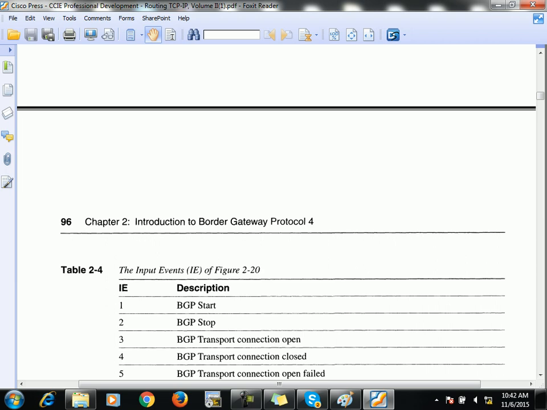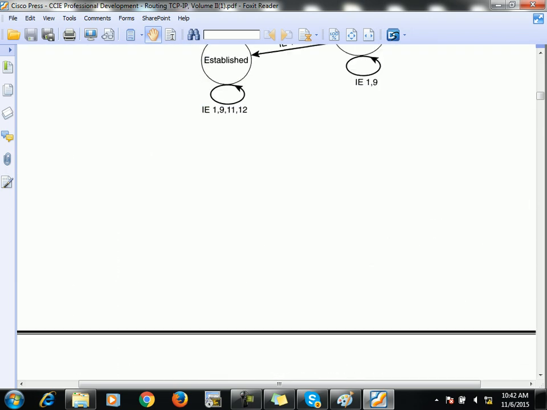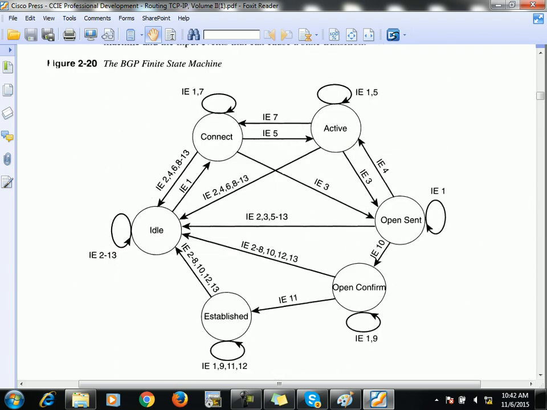What's the meaning of 2? BGP stop. If BGP stops, again it will move back from connect to idle state. Now once it is in connect state, you must remember that in connect state it will try to establish a TCP connection.